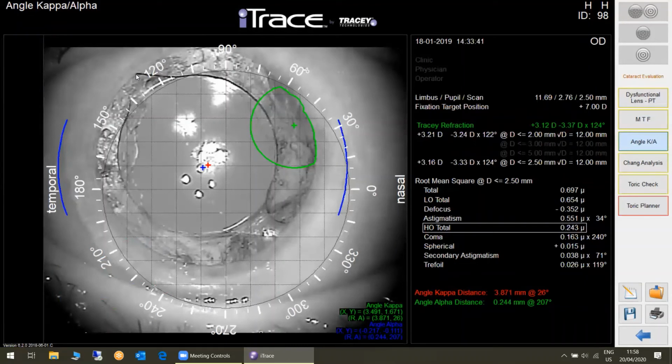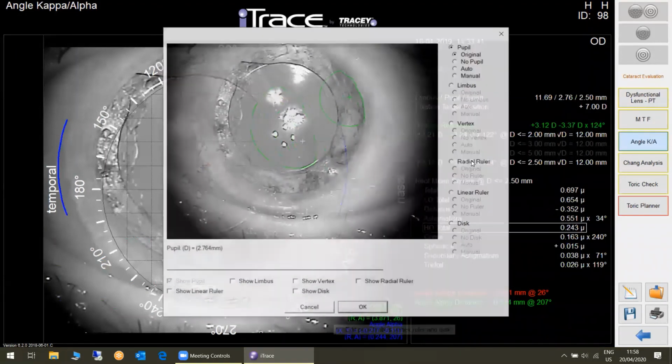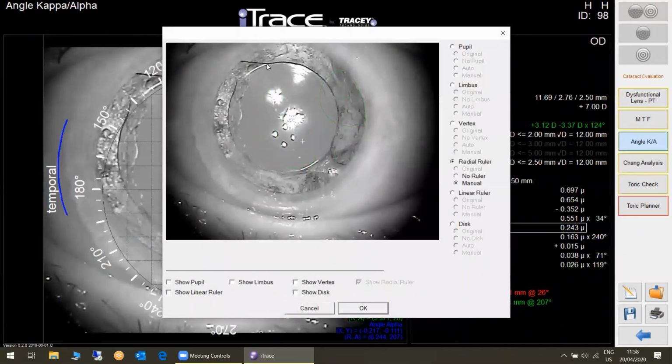So I think I found a solution. But then I see that this haptic is out of the bag also. Okay, and this is not a sulcus lens. So now I want to know how big is the lens. So I think here, there, a 6.7 lens.